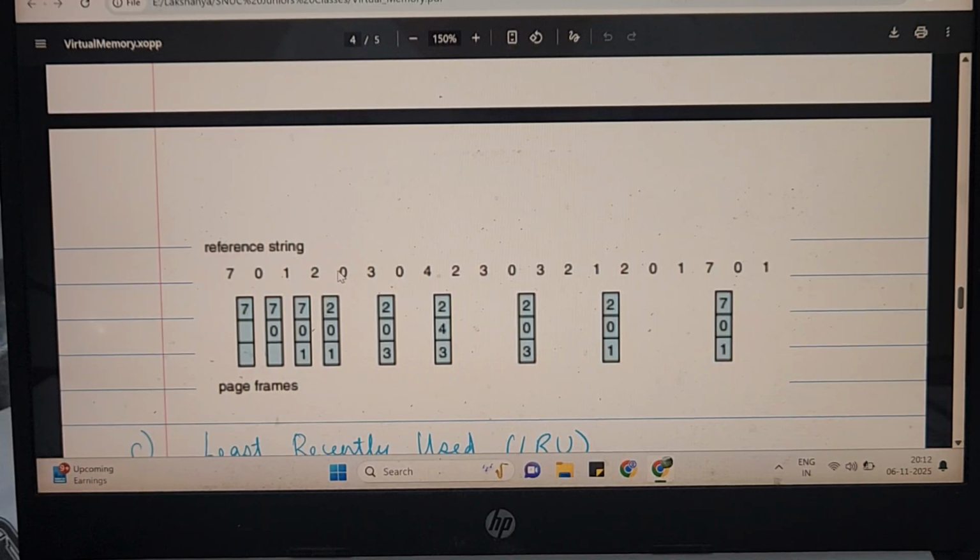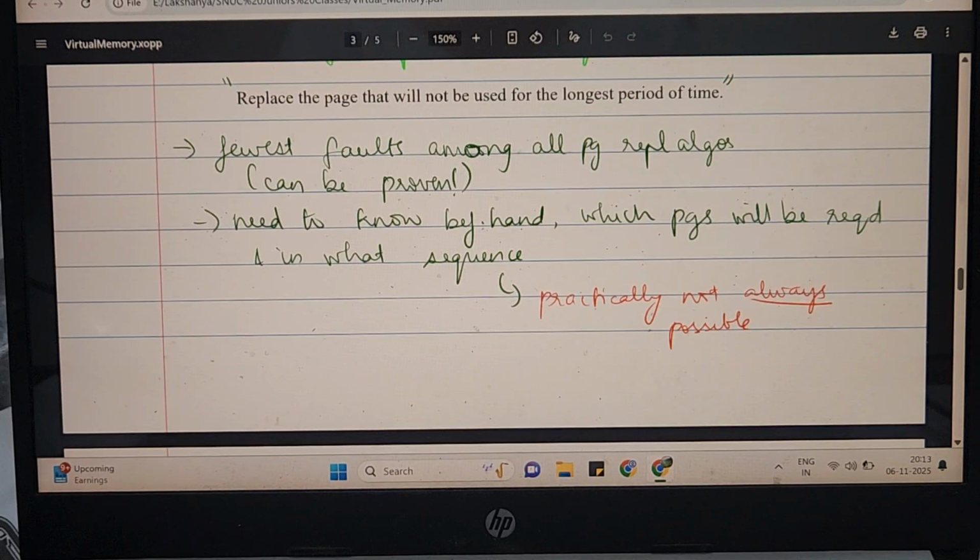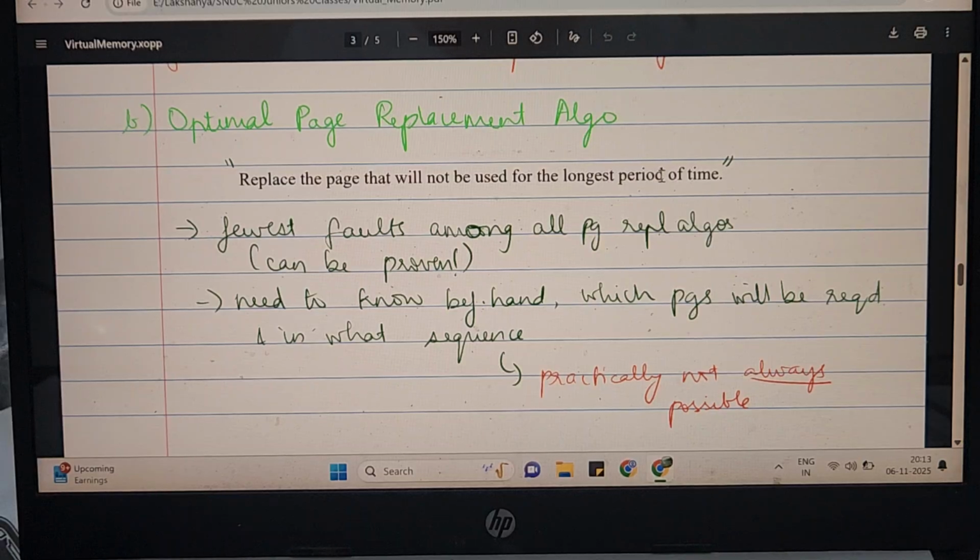So I will not kick out the 0. The 1 I will need a few steps down the line, but the 7 is what I am not going to need for the longest time. So it makes the most sense to replace the 7 with 2. It's a similar idea for the subsequent parts of the reference string also. So I'm not going to explain everything one by one. The idea is whichever page will not be used for the longest period of time, you replace that.